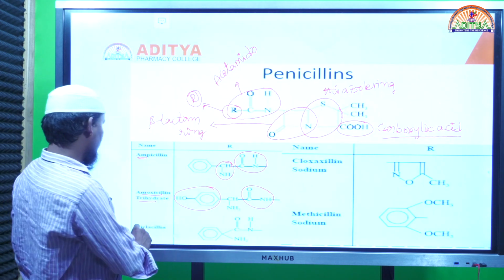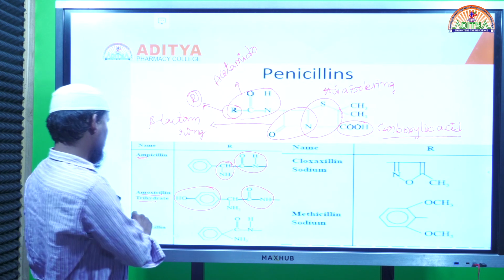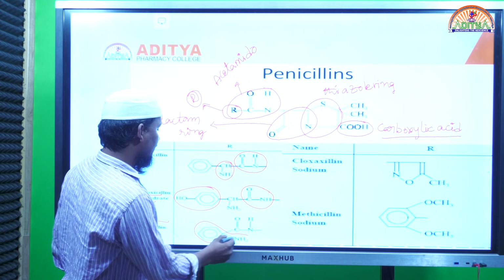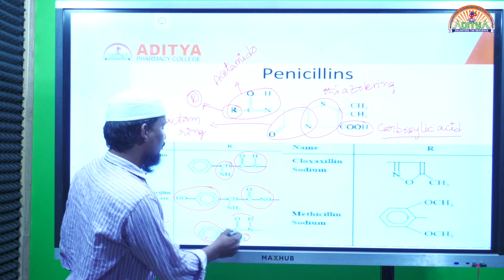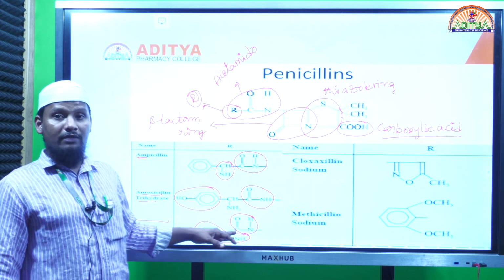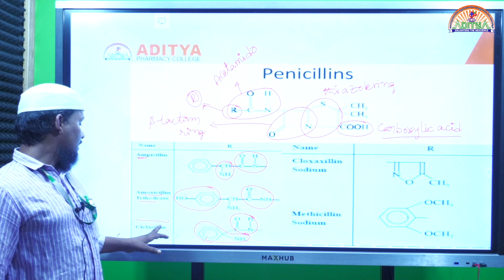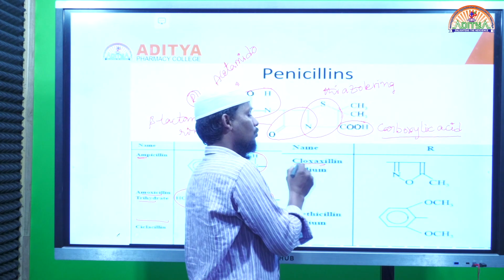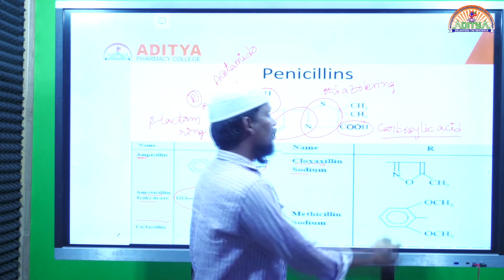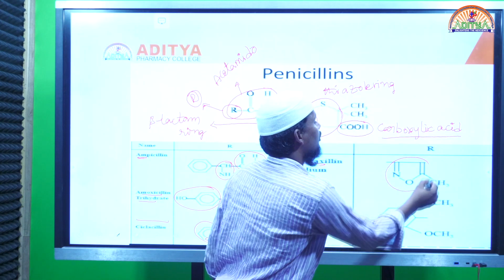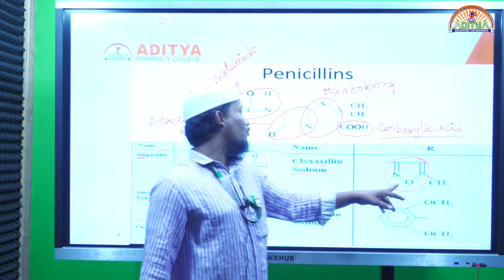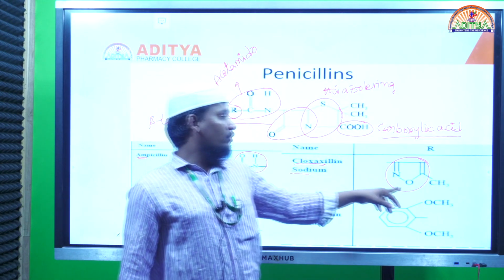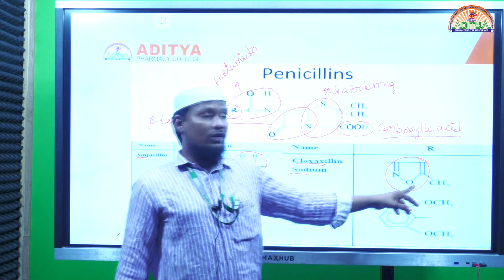When coming to cyclacillin, in that we add an aromatic amine with the amide functional group, and it is called cyclacillin. And when coming to cloxacillin, one more molecule, in the place of R we introduce an oxazole functional group.